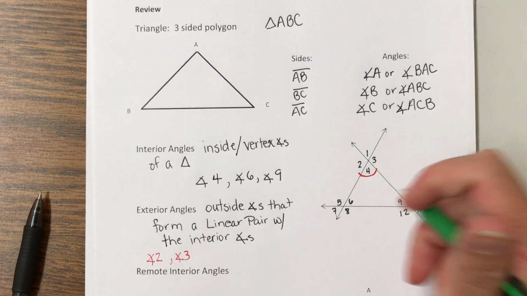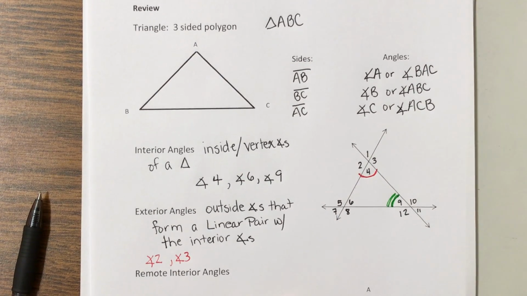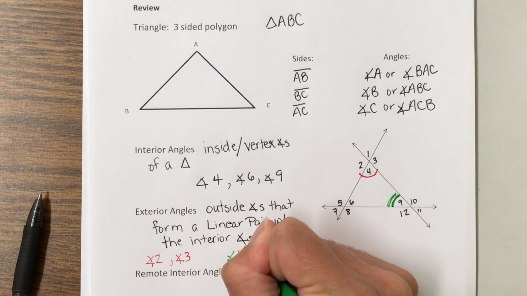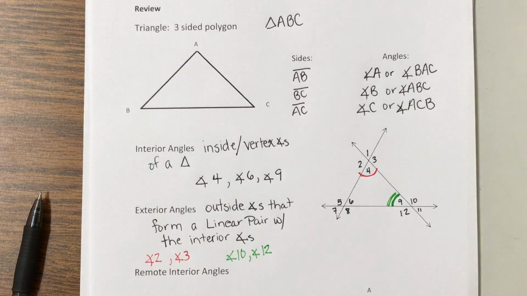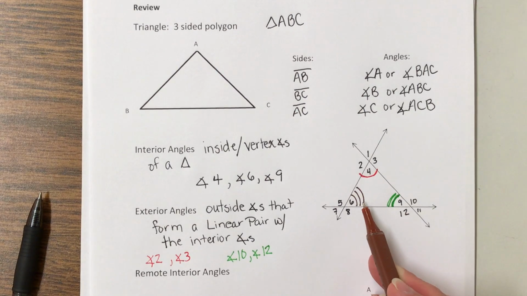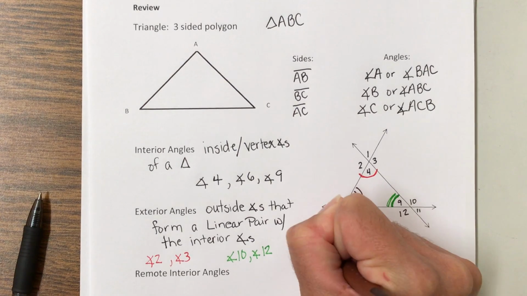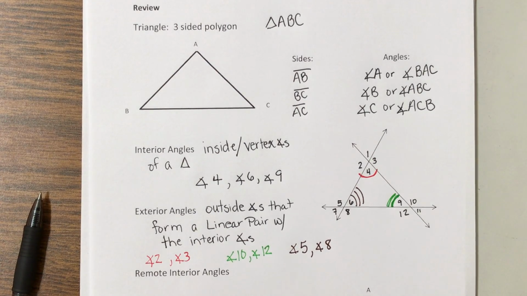Okay, well, what about angle 9? So angle 9 forms a linear pair with angle 10 and angle 12. So angle 10 and angle 12 are exterior angles. And then last would be angle 6. So what forms a linear pair with angle 6? That would be angle 5 and angle 8. So just because it's an outside angle, like 1, 7, and 11, that doesn't mean they're exterior angles. They are the angles that form a linear pair.